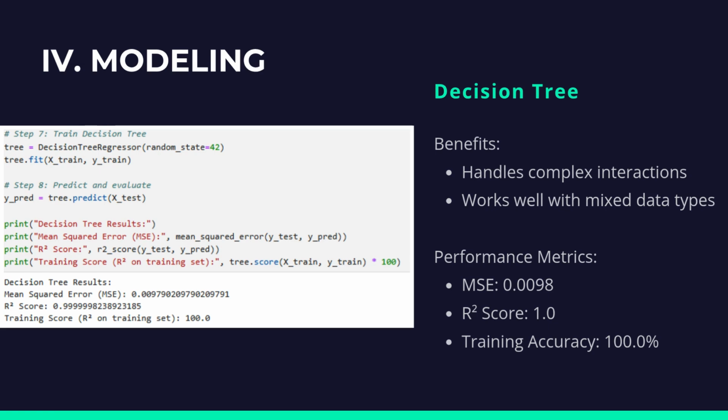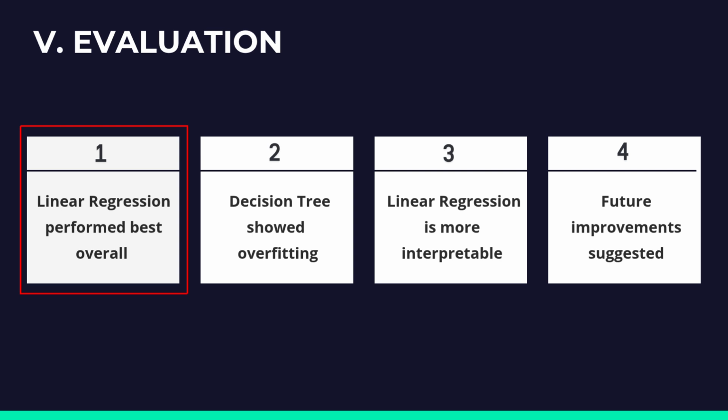In terms of performance, the decision tree regressor significantly improved results. It achieved a very low MSE of 0.0098, an R-squared score of 1.0, and a training score of 100%. Its strength lies in its ability to split data based on conditions, making it highly effective, especially with categorical fields like course providers. Now, let's delve into our evaluation results.